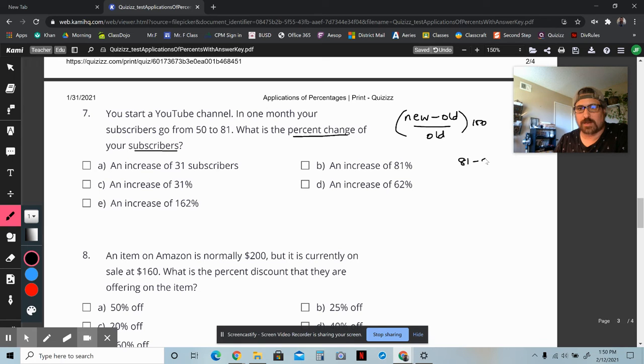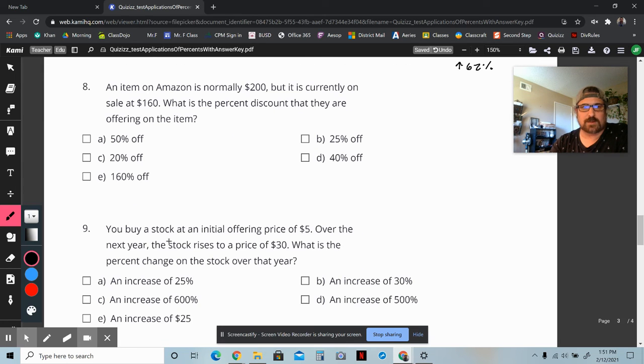So it's 81 minus 50 all over 50. Get that value and then times it by 100 or make it into a percentage. So when I do this problem, I'll just do 81 minus 50 is 31. 31 over 50 is the percent change, which is the same as 62 over 100, right? Which is just 62%, right? So this was an increase of 62%. That's the percent change, right? The percent change here is an increase of 62%.